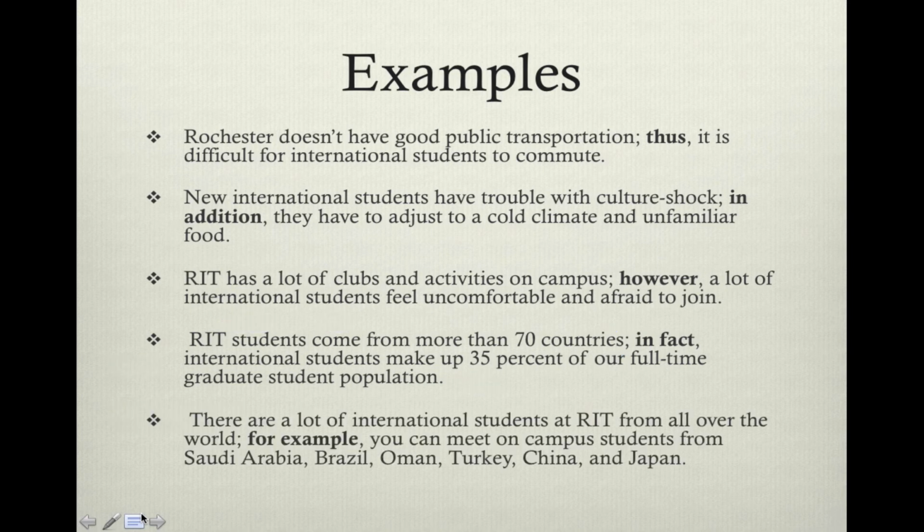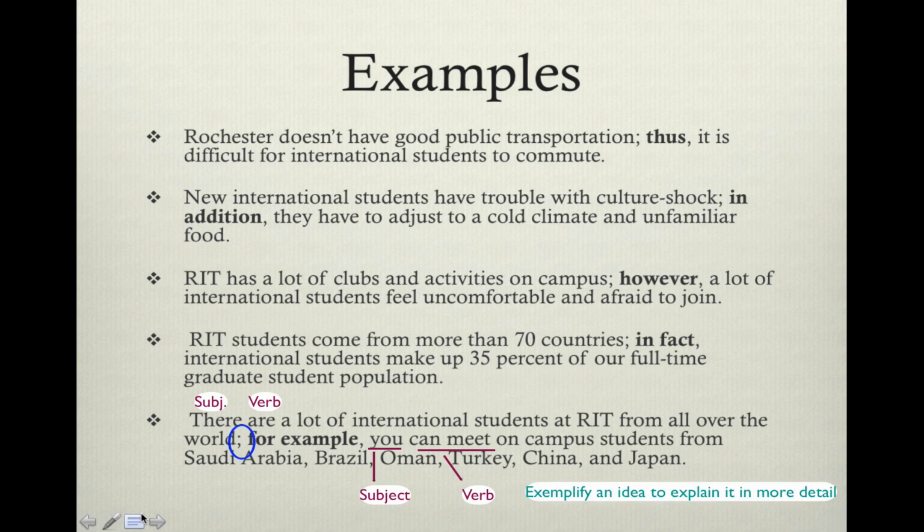And our final example is using the conjunctive adverb for example. So again, two subjects, two verbs, my semicolon, and I'm exemplifying an idea in order to explain it in more detail. And the idea that is being exemplified is the fact that there are international students at RIT from all over the world. In order to explain that further, I give examples of some of the countries that the students are from.